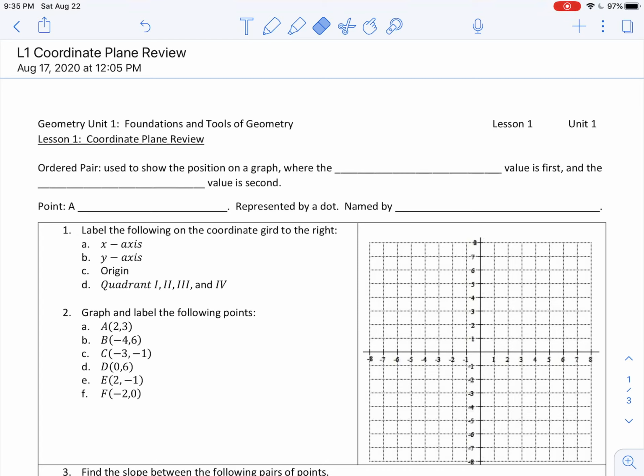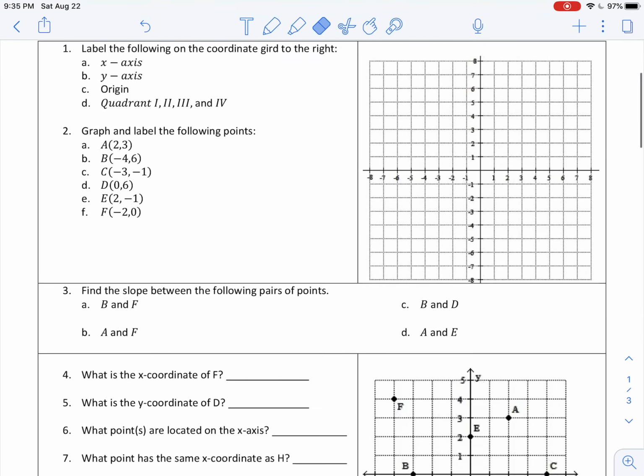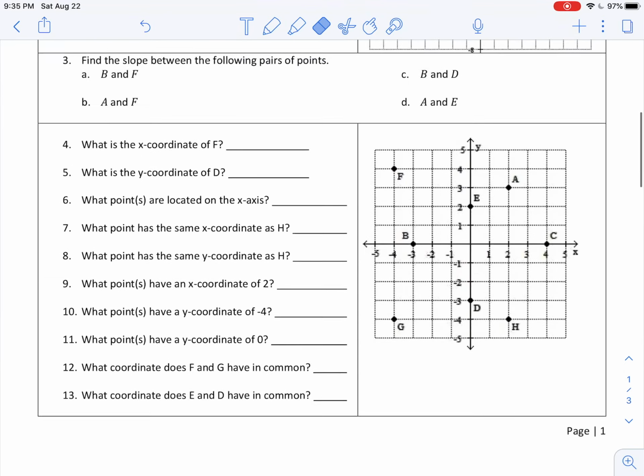It should be the first white piece of paper in your geometry workbook you were given at registration after the purple page. I believe it's page 1. Yeah, I'm pretty sure it's page 1.